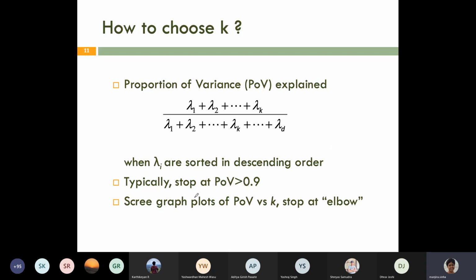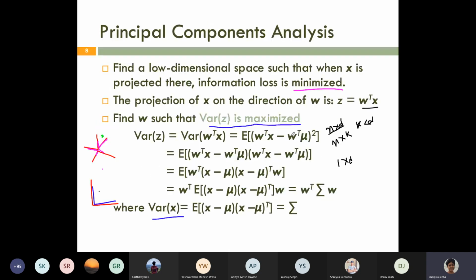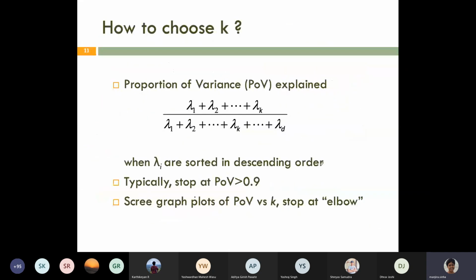Just a small trivia: most of the time we have K predetermined. Like, I want to plot in a two-dimensional space, or in a three-dimensional space. But if I need to choose K, how do I choose K? There is something called the proportion of variance. I think these lambdas are the eigenvalues.